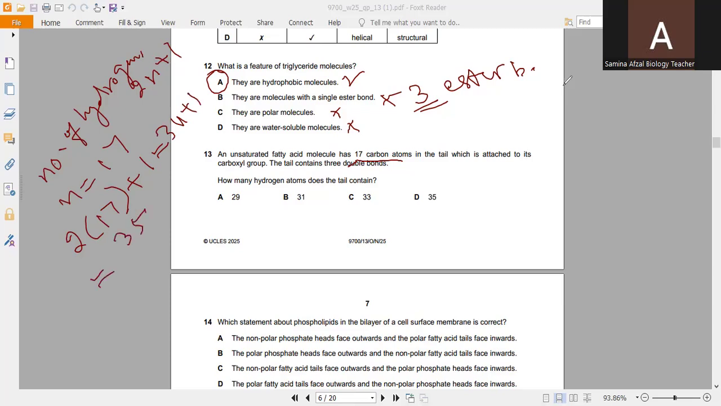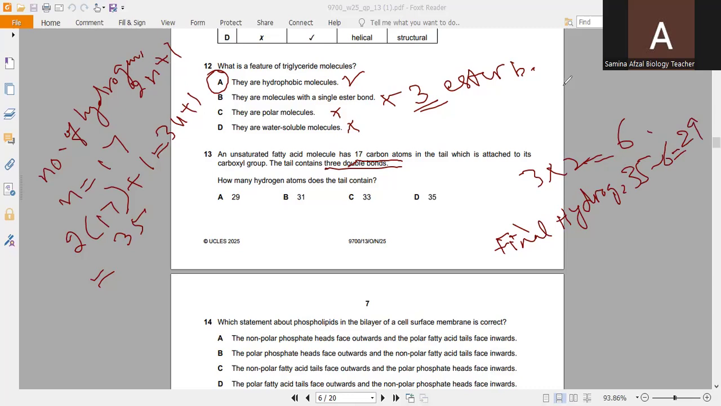Now count the double bonds. There are three double bonds. So 3 into 2 is 6. So we will subtract this from the total number of hydrogens as hydrogen lost. So the final hydrogen atoms: 35 minus 6 is equal to 29. So according to this, A is the correct option.